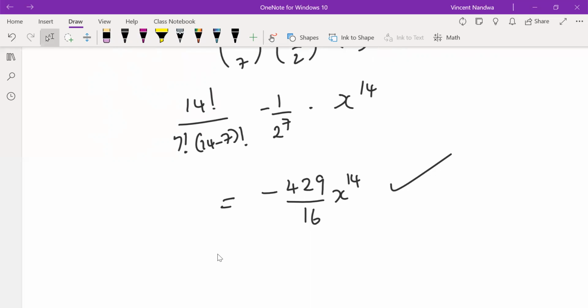So next, we'll now demonstrate how to carry out binomial expansion involving any rational index, not necessarily a positive integer.